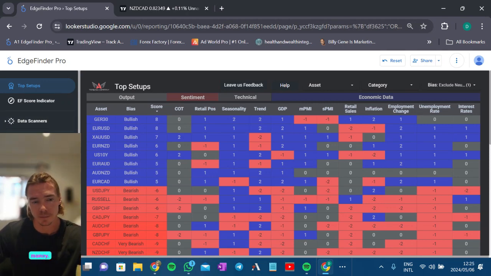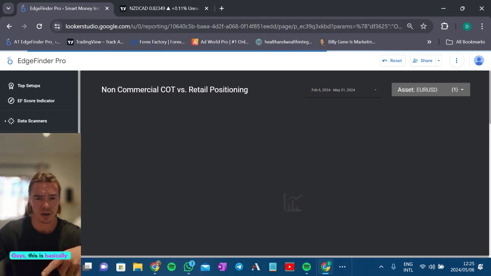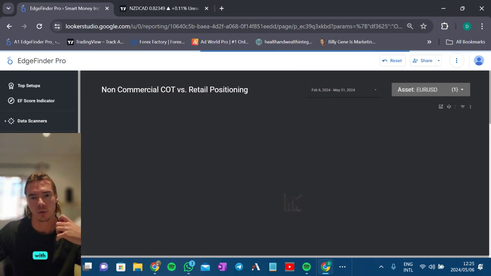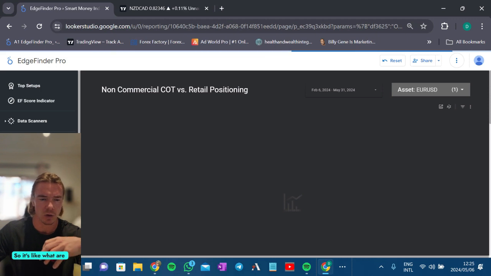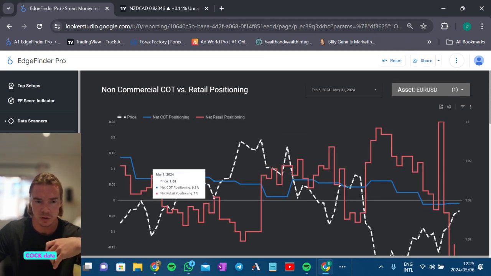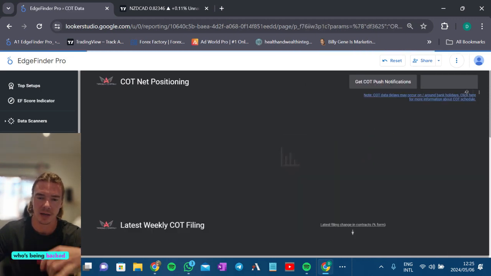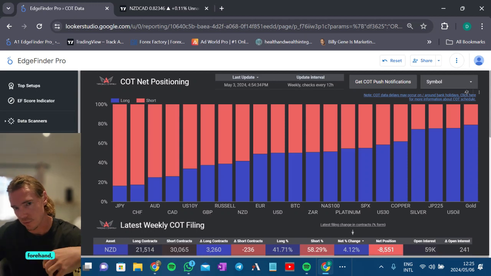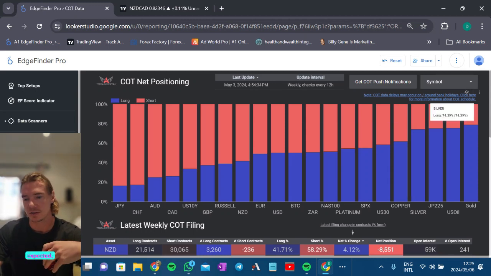Let's go to smart money. This is a really cool one as well, guys. This is basically just going to help you with positioning in the market. So it's like, what are people doing? Sorry, go to card data, and we'll show you who's being backed the most. So if we go to the right hand side, as expected, gold is absolutely being backed by everyone. So we should be looking at buying gold.